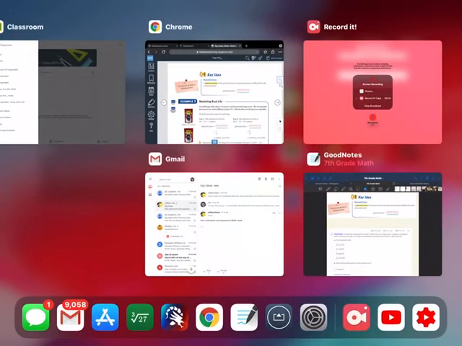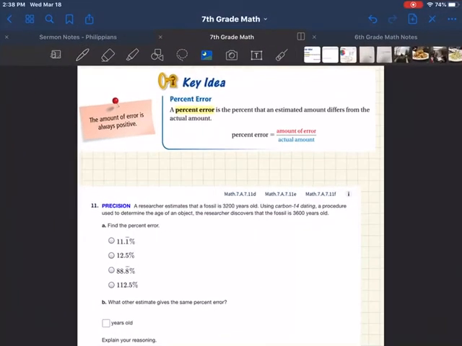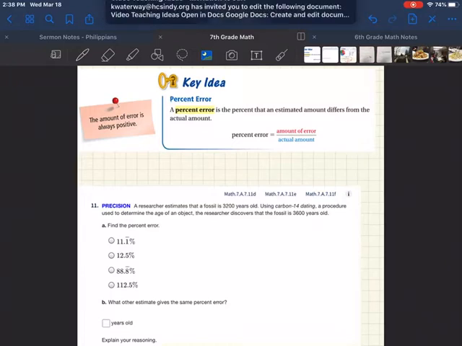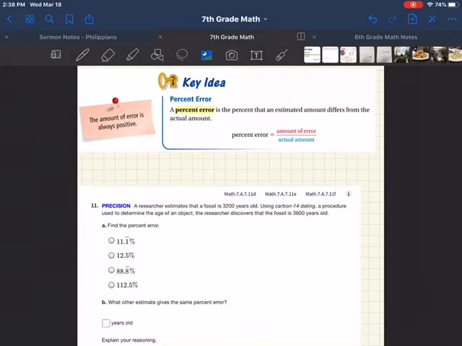Hey guys, sorry, on 6.4 I missed percent error. So this is going along with the percent increase and decrease. There's another thought here about percent error.